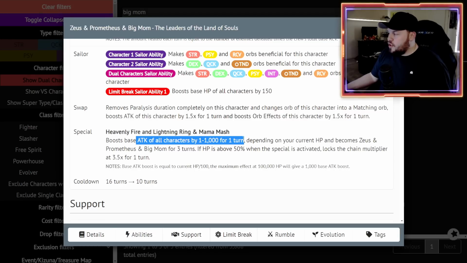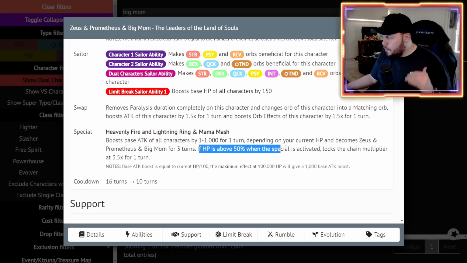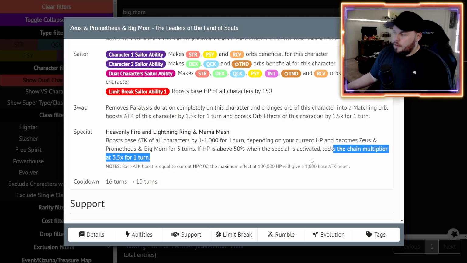So this needs to change in my opinion. It shouldn't be a scaling factor. You should know what you're getting when you launch the special. And then also, it would combine to the dual unit for 3 turns. And if the HP is 50% or above when you launch the special, it would lock your chain multiplier by 3.5 times for 1 turn. It does make sense why there's a health condition attached.